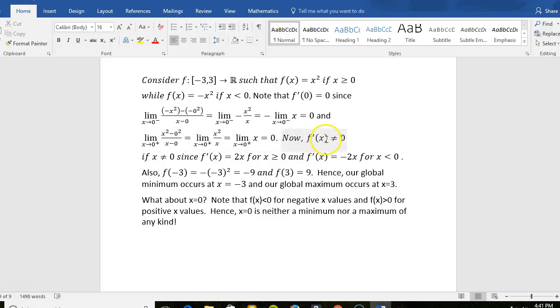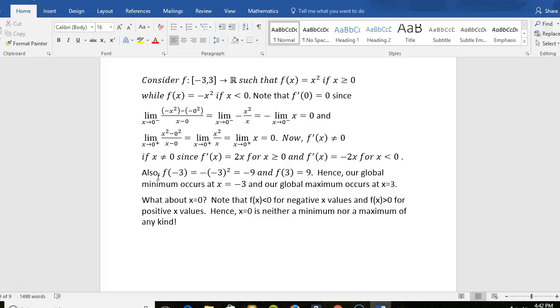Now, f prime of x does not equal 0 for any other x value, since by the shortcut law, f prime of x equals 2x for x greater than or equal to 0, and f prime of x equals -2x for x less than 0. So by the shortcut laws, f prime can't be 0 if x isn't 0, okay? Furthermore, what we're saying is the derivative can't vanish anywhere but 0. It exists everywhere, it can't vanish anywhere else but 0.